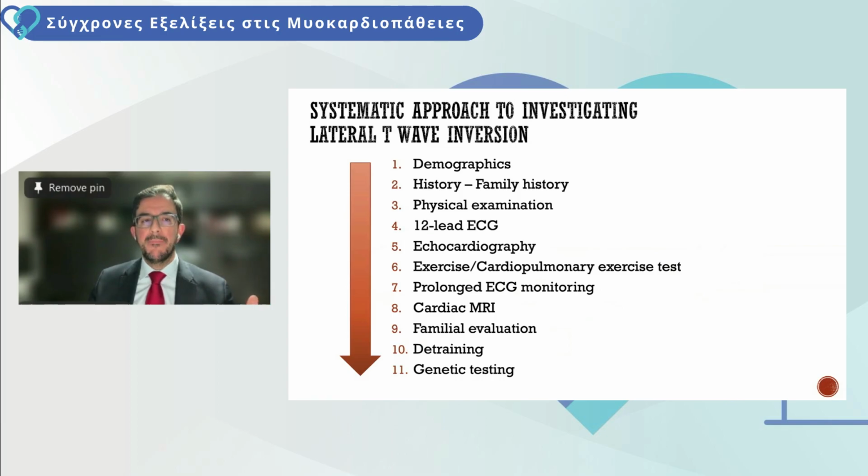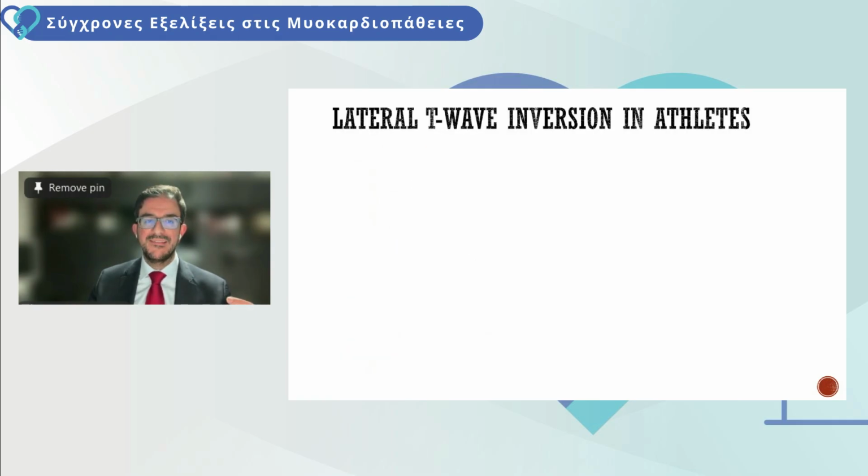And this is the systematic approach that I usually take for lateral T-wave inversions. I think it's important that you start from the very basics in terms of demographics, the history, the physical examination, then go to your first-line investigations such as echocardiography, exercise testing, prolonged ECG monitoring. Cardiac MRI nowadays has become routine in the investigation of those athletic individuals. And then we need to consider familial evaluation. And I will refer also to detraining and genetic testing that needs to be performed with some caution.